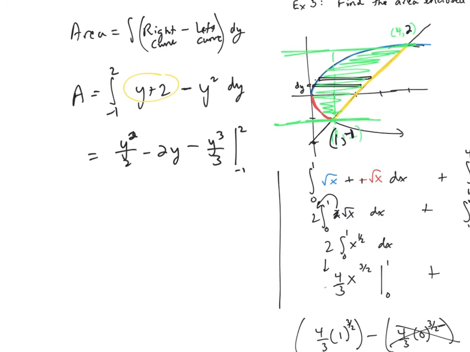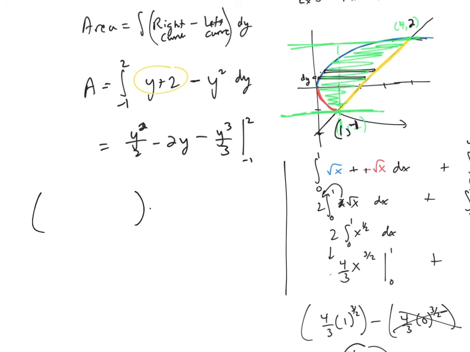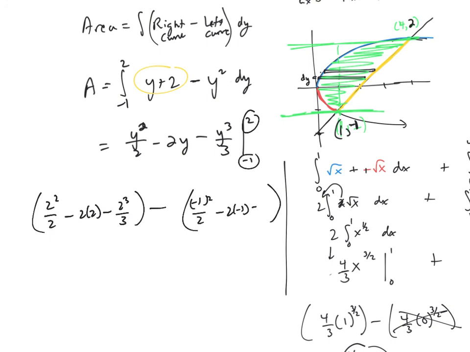So, plugging in here, fundamental theorem of calculus. 2 squared over 2 minus 2 times 2 minus 2 cubed over 3. That's me plugging in the upper limit. Now plug in the lower limit. Negative 1 squared over 2 minus 2 times negative 1 minus a negative 1 cubed over 3. So we've got 4 over 2, which is 2, minus 4 minus 8/3 minus, don't forget your parentheses, 1/2 plus 2 minus a negative 1 cubed is a negative 1/3, so plus 1/3 since it's minus a negative.